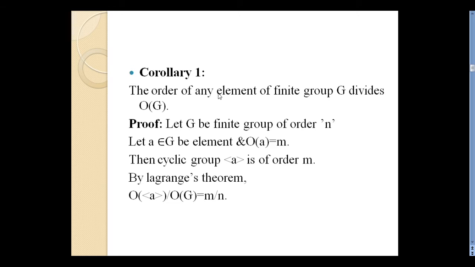Corollary 1. The order of any element of a finite group G divides the order of G. So we have to prove this corollary with the help of Lagrange's theorem. Let G be a finite group of order n. Take an element a belonging to G and the order of a is equal to m. Order of G is n, order of a is m. Then the cyclic group generated by a is of order m. So by Lagrange's theorem we can write order of H divides order of G.